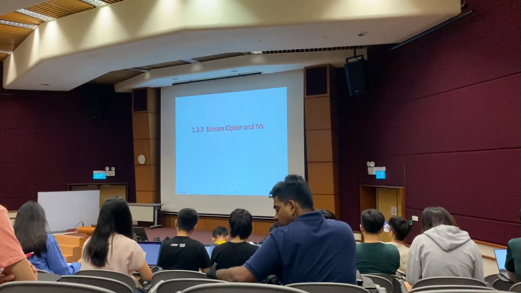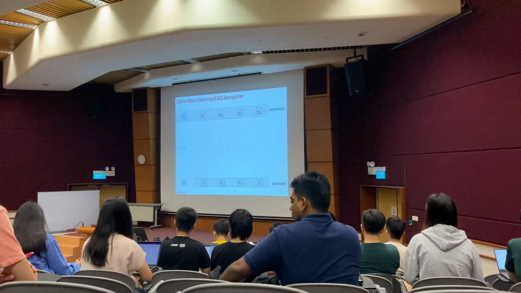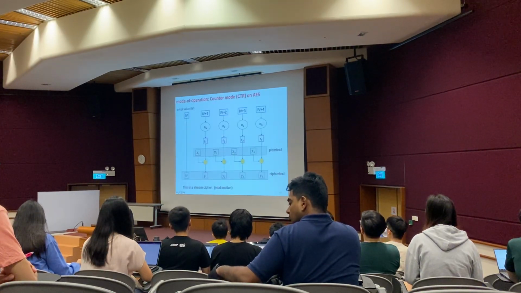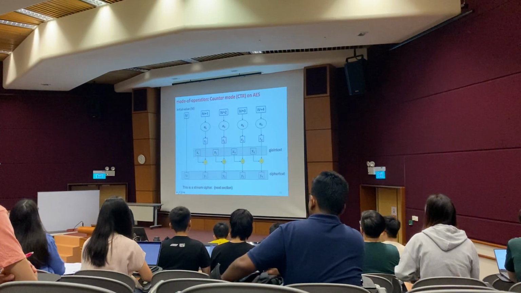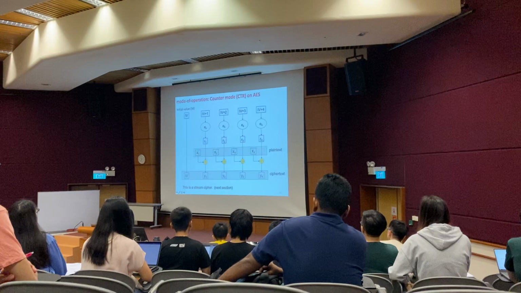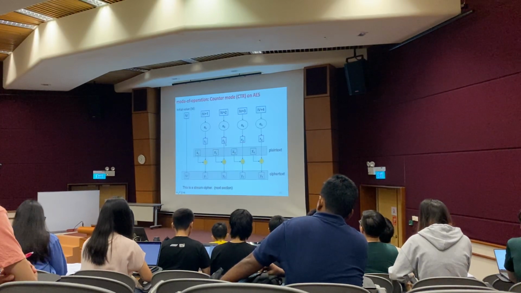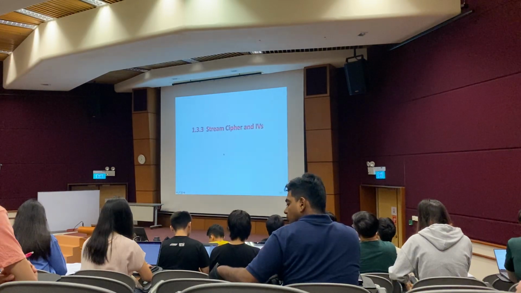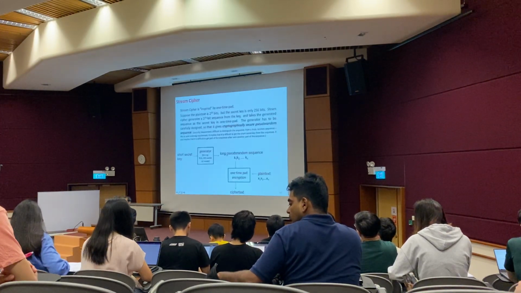You look at this picture. You take the key, generate a very long pseudo-random sequence, this one, and then XOR with the plain text. So this sequence has to look like it is truly random.